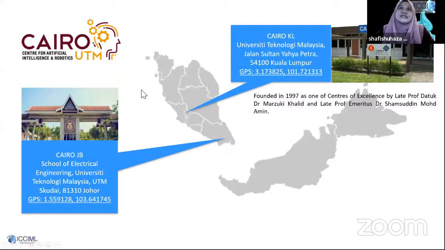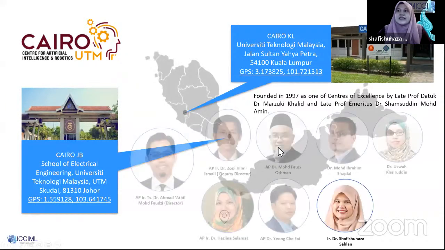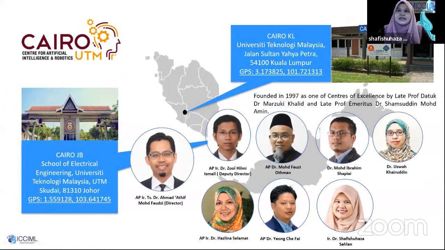So CAIRO, or Center for Artificial Intelligence and Robotics UTM Malaysia, has two centers. One in KL, our capital, in Kuala Lumpur, in UTM KL, and one in Johor Bahru, in School of Electrical Engineering UTM Skudai. So we have 8 members at the moment, led by Associate Professor Ir. Ts. Dr. Ahmad Atif Muhammad Fauzi, and assisted by Associate Professor Ir. Dr. Zul Helmi Ismail. So Dr. Zul, Dr. Fauzi, Dr. Ibrahim, and Dr. Uswa are in KL, while the rest of us, Dr. Hazlina, Dr. Chifai, and myself are in JB.